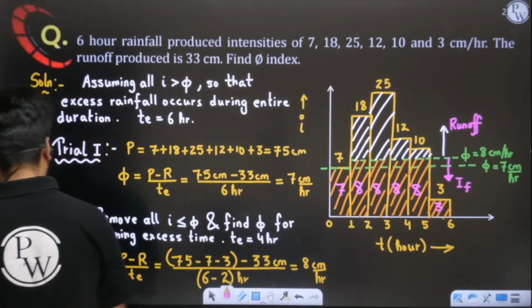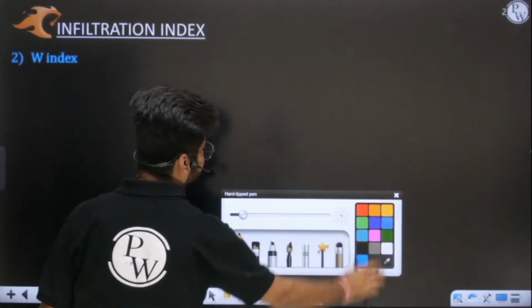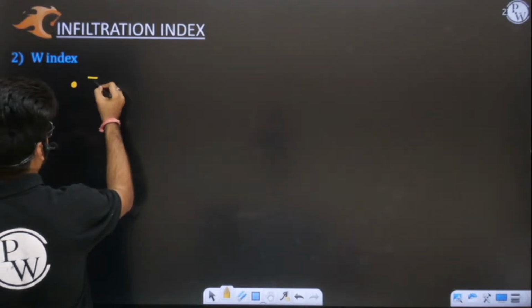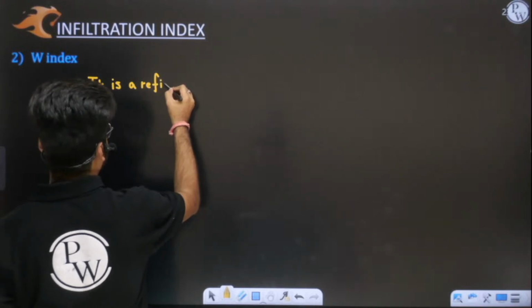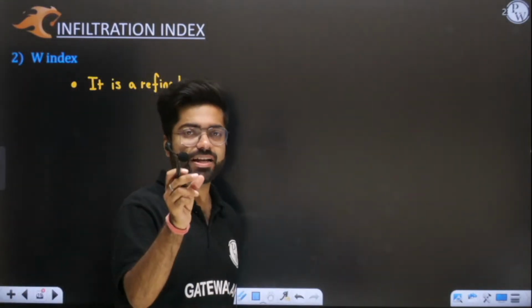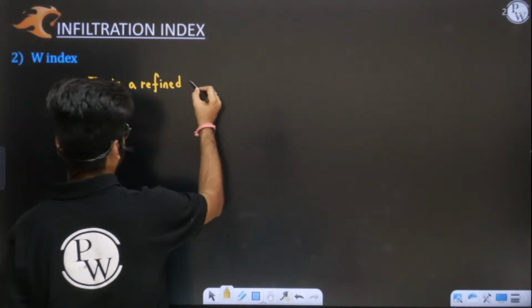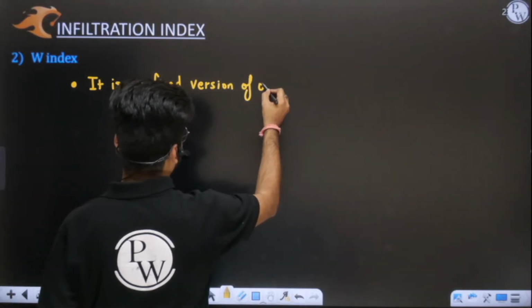Okay, understood, sir. Now tell me what is W index. See, W index is even better than phi index. Why, sir? It is a refined version of phi index, a kind of modification in phi index. One drawback is there in phi index which is removed in W index.